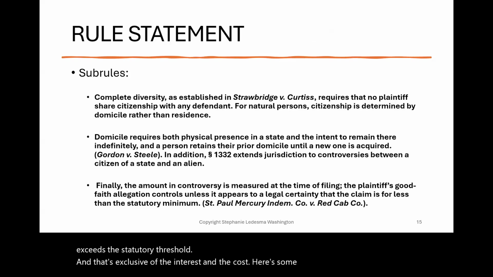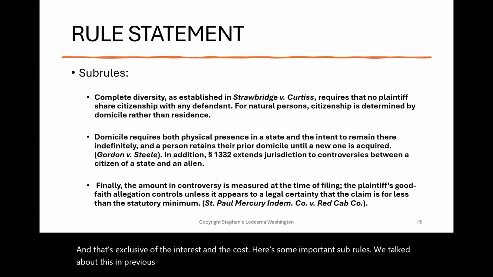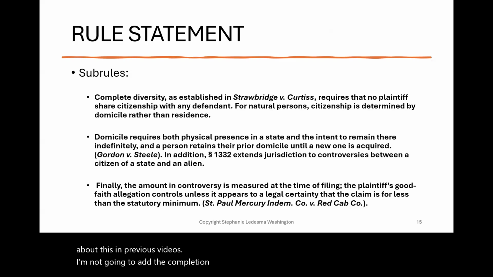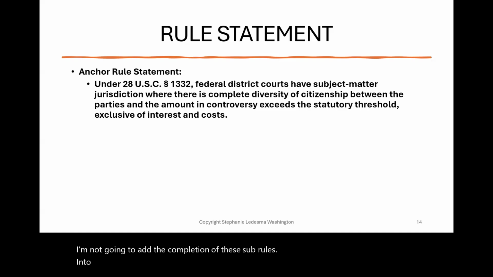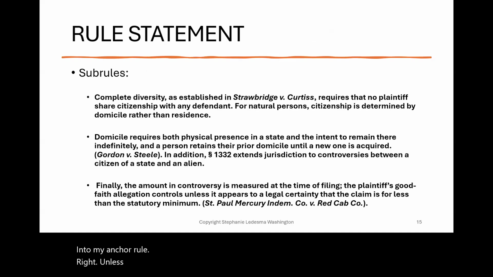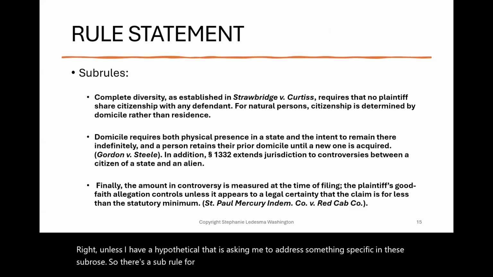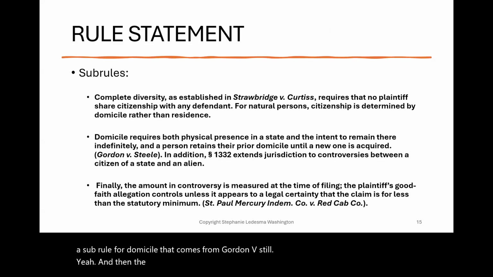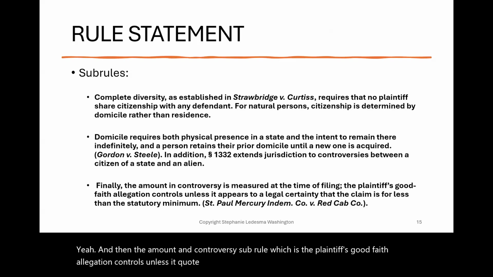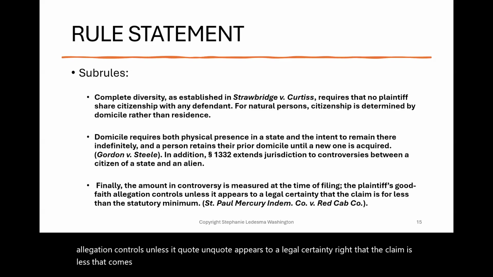Here are some important subrules. We talked about this in previous videos. I'm not going to add the completion of these subrules into my anchor rule, unless I have a hypothetical that is asking me to address something specific in these subrules. So there's a subrule for complete diversity that comes from Strawbridge. We have a subrule for domicile that comes from Gordon v. Steele. And then the amount in controversy subrule, which is that the plaintiff's good faith allegation controls unless it, quote unquote, appears to a legal certainty that the claim is less. That comes from St. Paul Mercury Indemnity.